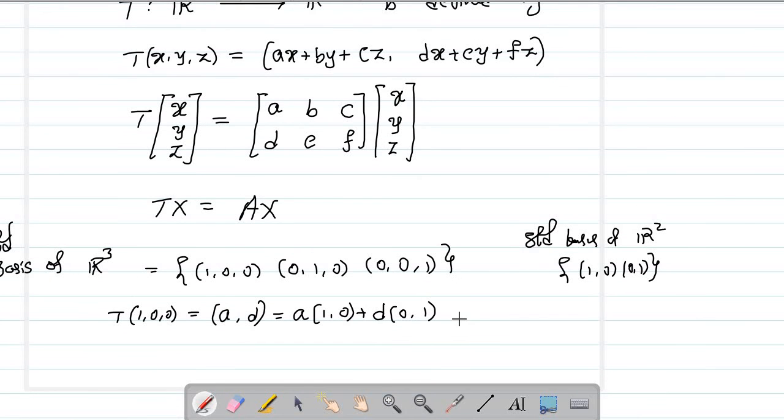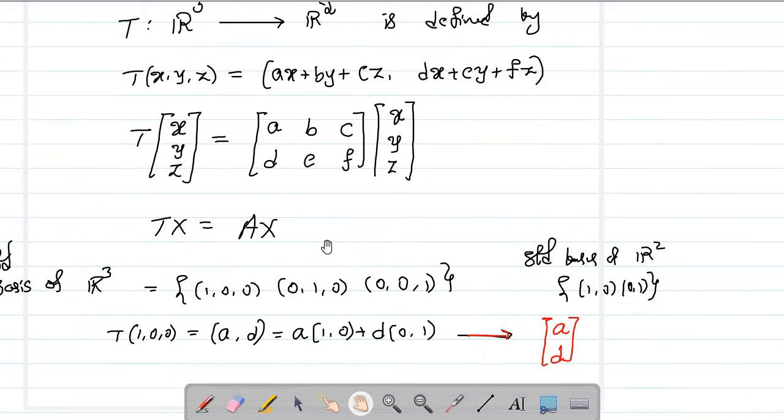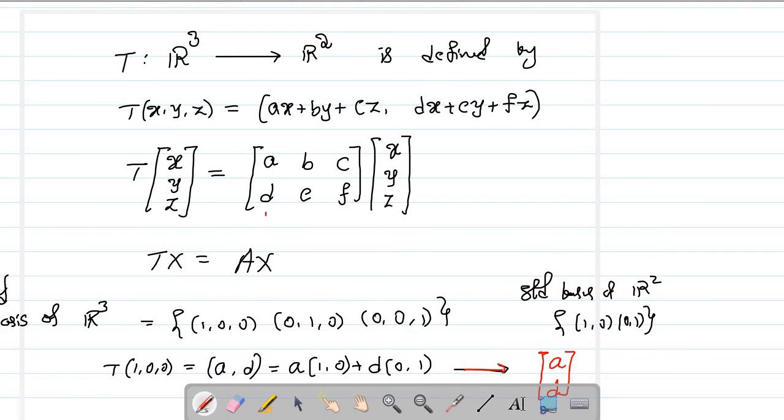Therefore the first column of the matrix is the coordinate vector of T of (1,0,0), where the coordinate vector is what you get when you express an element as a linear combination of basis elements, and then take the corresponding coefficients. The corresponding coefficients are a, d. So this is the first column of the matrix. The first column of the matrix can be obtained by taking the image of the first basis element. Similarly, the second column you can obtain when you take the image of the second basis element.